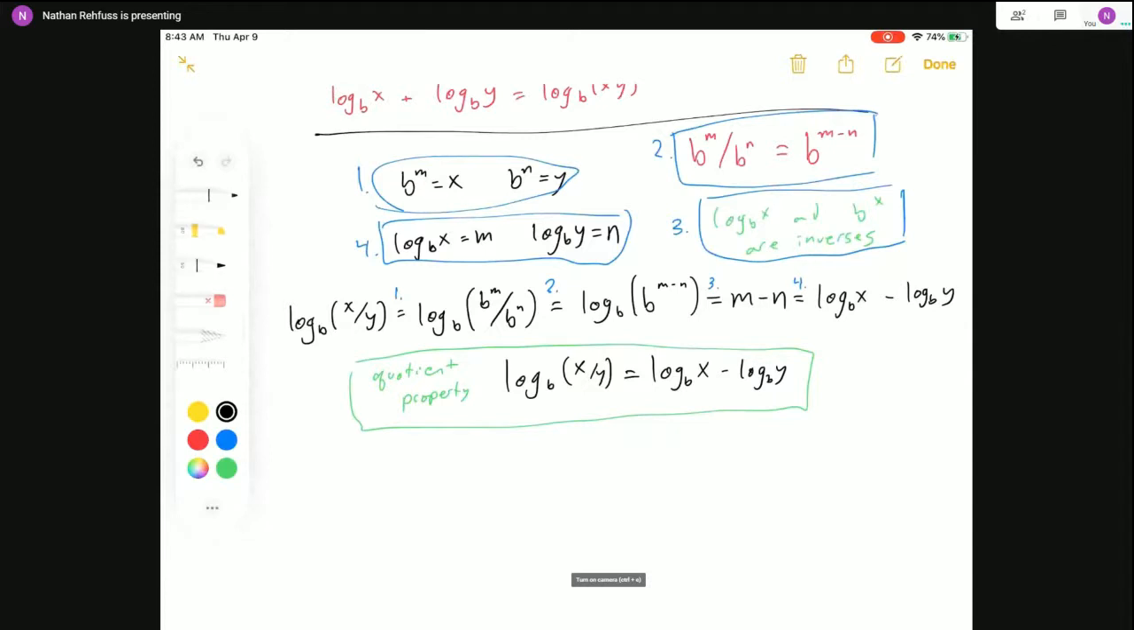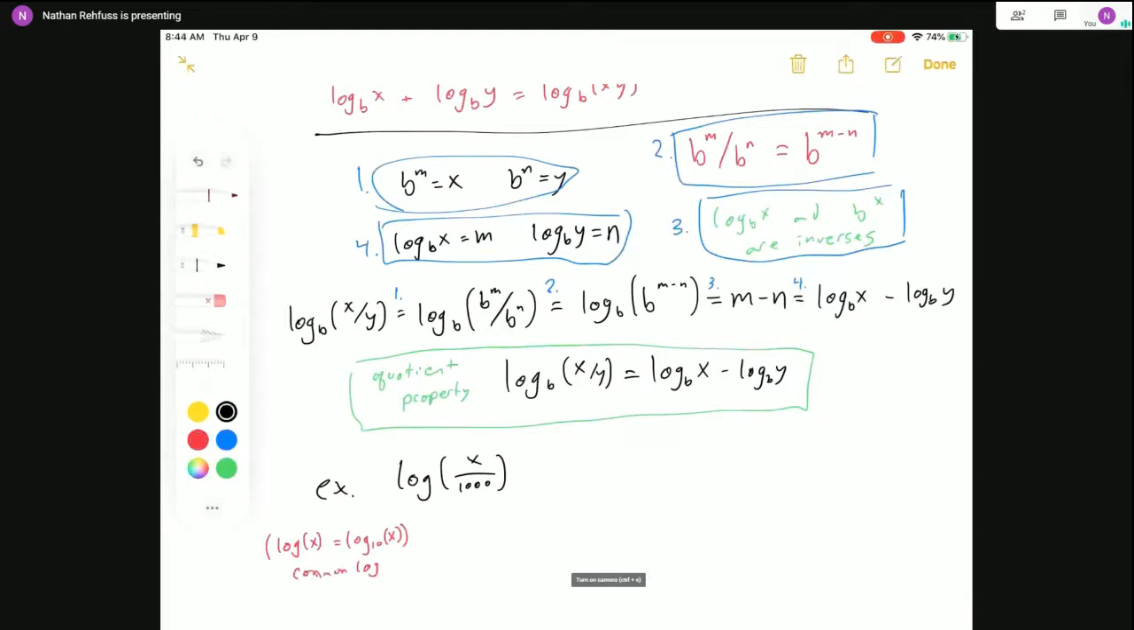Let's say I write log of x divided by 1,000. That's a fine expression right there. Remember, this is just a side note here, when I say log of x, I mean log base 10 of x. So this is a common log. When I don't write the base, I mean log base 10.